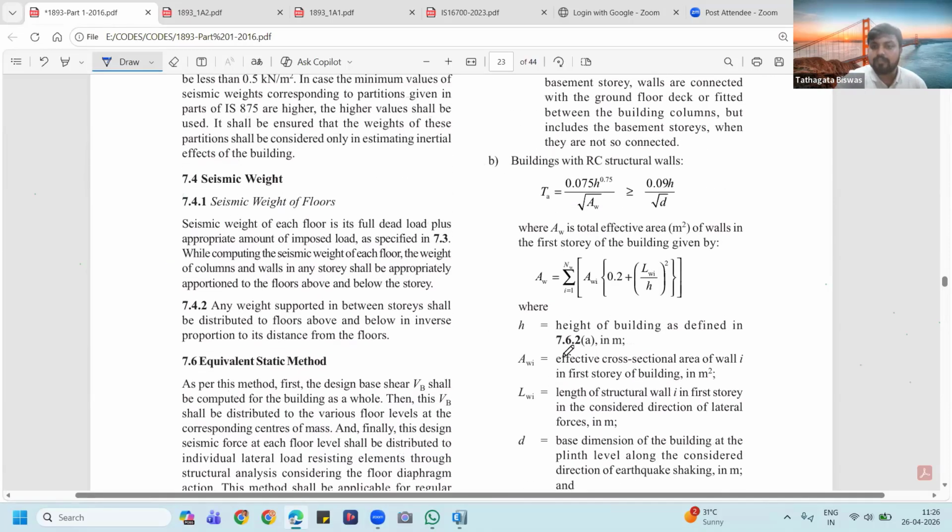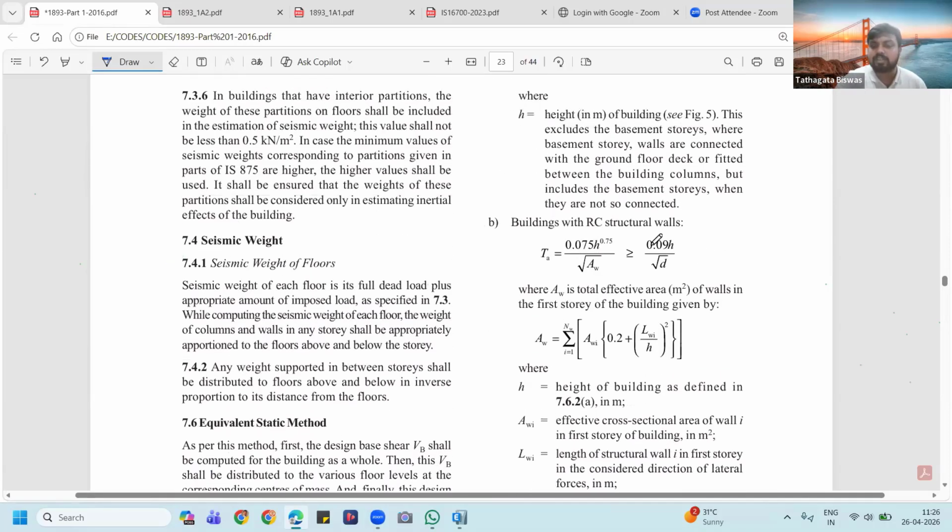Now, the next criteria, if the building has RC structural walls, meaning the building is completely having shear walls. Shear walls means what? If the length by thickness ratio of any vertical element, like a column element going downside, if the L by D ratio is greater than 4, then it is called a shear wall.